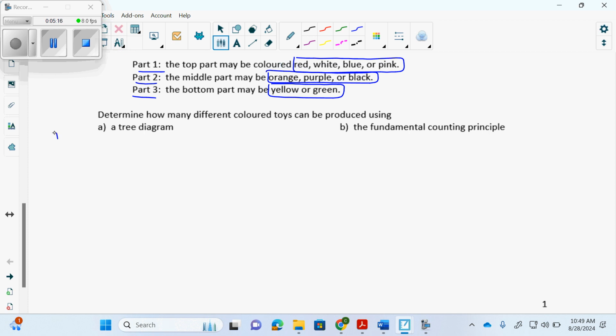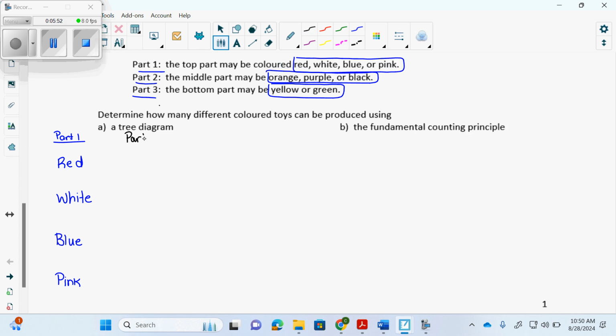So I'm going to go part one along the top, and then I'm going to go red, leave a space, white, leave a space, blue, leave a space, pink. So if I only had one part, I'd have four different toys. Will you agree? If I had one part, I had four different toys, and that's it. Okay. But I don't have one part. I have two parts.